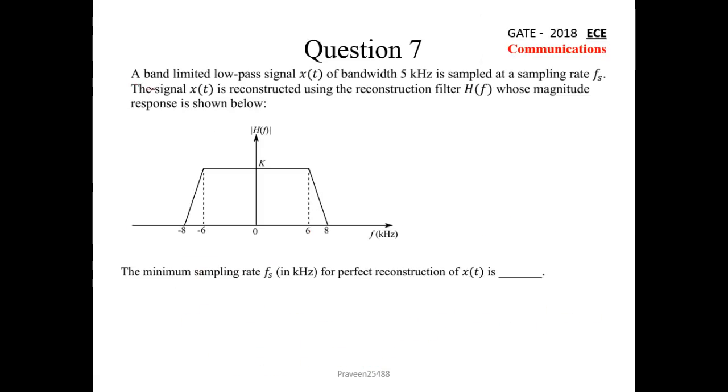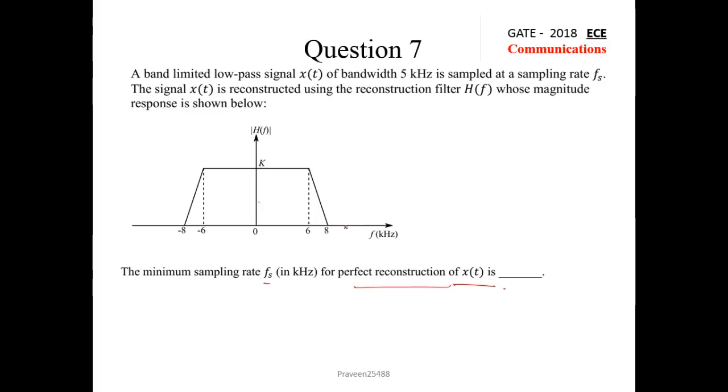Next question is, a band limited low pass signal x of t of bandwidth 5 kHz is sampled at a sampling rate fs. The signal x of t is reconstructed using the reconstruction filter H of f whose magnitude response is shown below. The minimum sampling rate fs for perfect reconstruction of x of t is? According to the sampling theorem we know that fs should be greater than or equal to 2fm, but here the filter magnitude response is given. So we'll check for the perfect reconstruction of x of t.